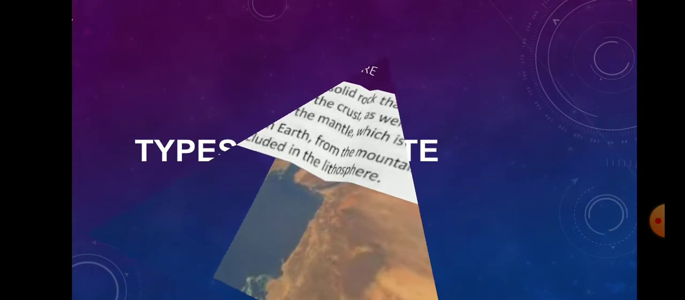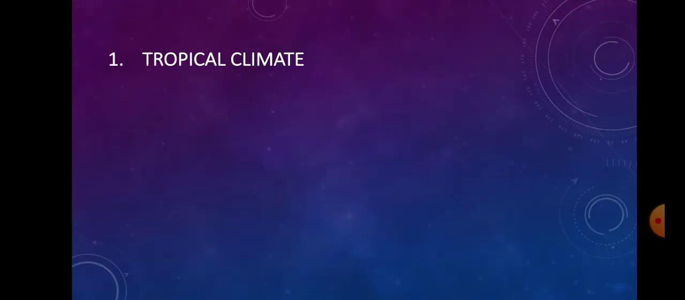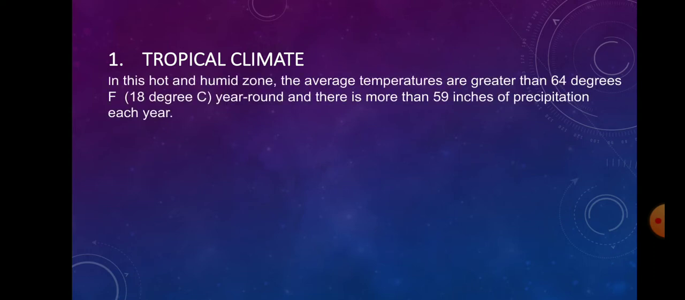Let's proceed to the types of climate. First one is tropical climate. In this hot and humid zone, the average temperatures are greater than 64 degrees Fahrenheit year-round and there is more than 59 inches of precipitation each year.